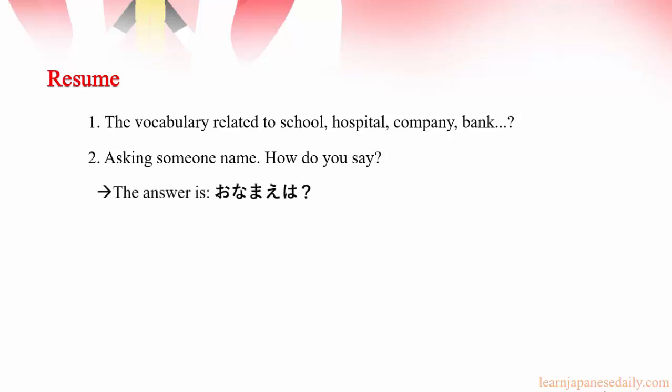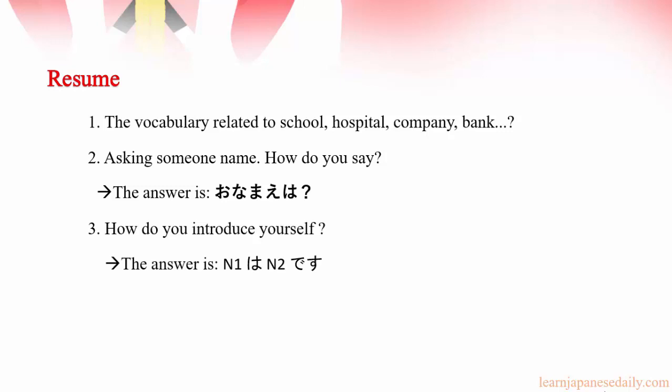The answer is お名前は? Third, how do you introduce yourself? In this case, we will use the structure N1 は N2 です. Here, N1 is a proper noun, and N2 is a noun which shows the position, career, or other name. For example, my name is Anne. 私は Anne です.